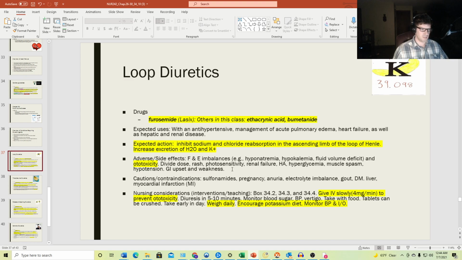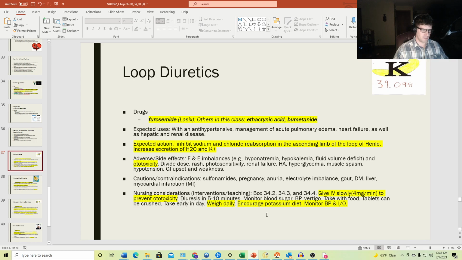It's going to cause diuresis within 5 to 10 minutes. Monitor blood sugar, blood pressure, vertigo. Take with food. Tablets can be crushed, so don't know if that matters, but they can be. Take early in the day. That seems to be a recurring thing here in the diuretics.